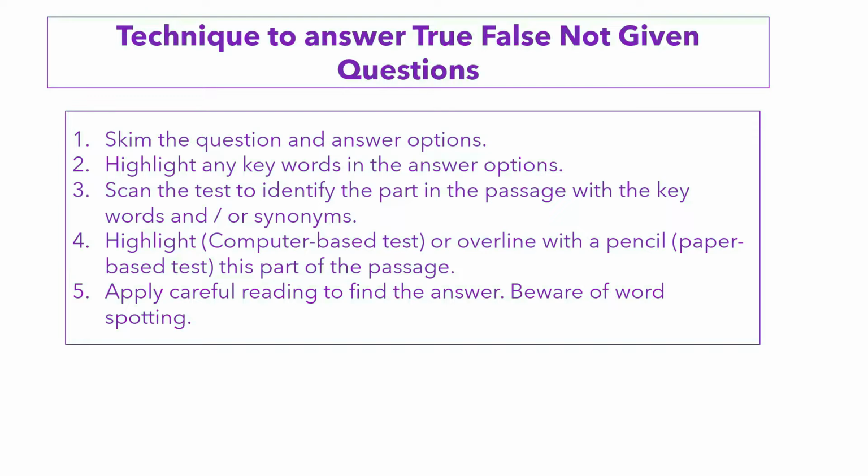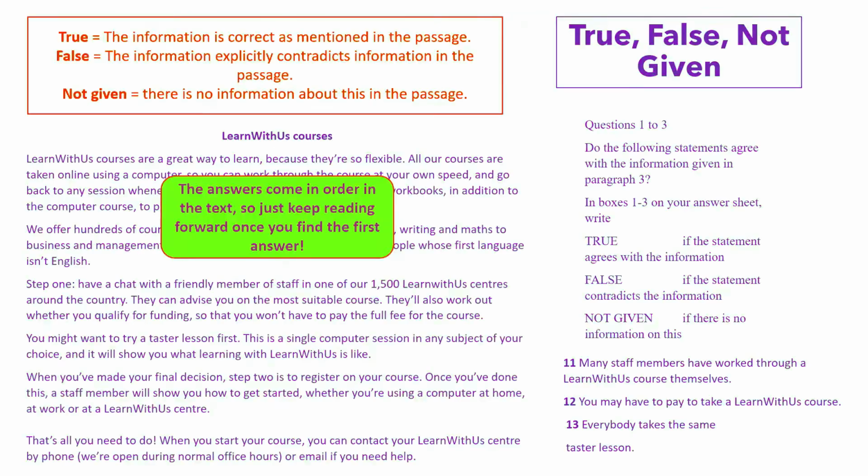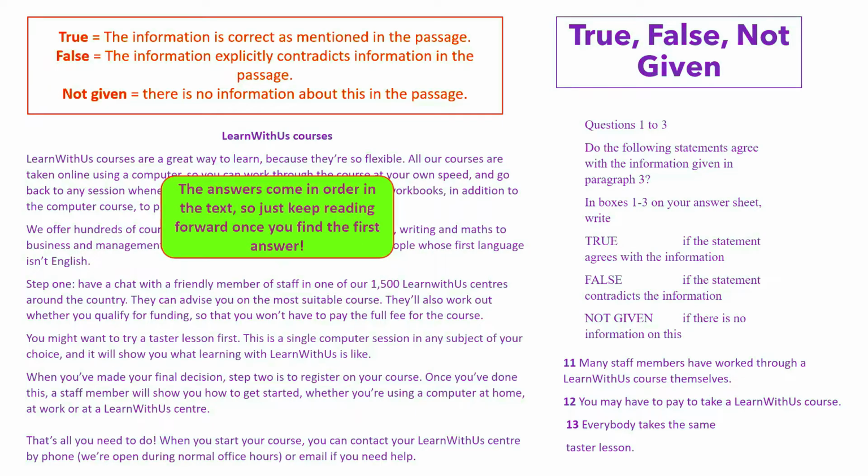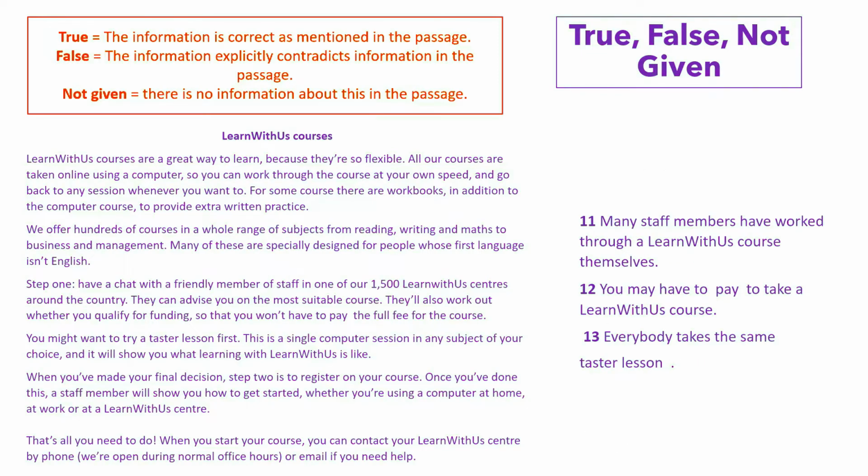Beware of word spotting. Meaning that just because you find the keyword or the synonym, that doesn't mean that you found the answer. So that's why careful reading is really important, that you don't jump too quickly. Make sure that you know what the answer is. The answers come in the correct order in true, false, not given questions, which is great because it means once you've found the extract with the answers, you can just keep going forward to get the second answer and to get the third answer. Let's apply the technique to answer the true, false, not given questions.